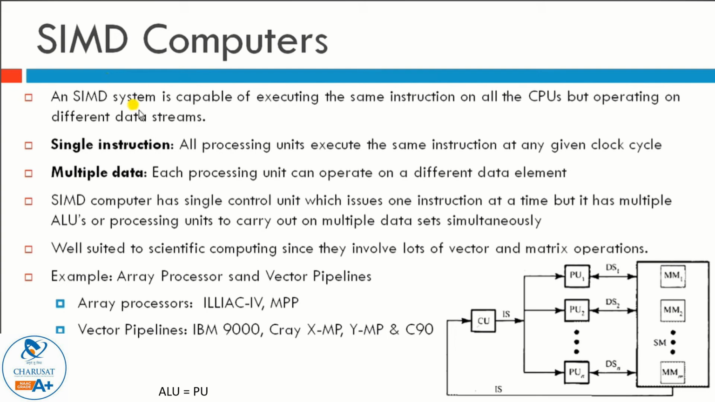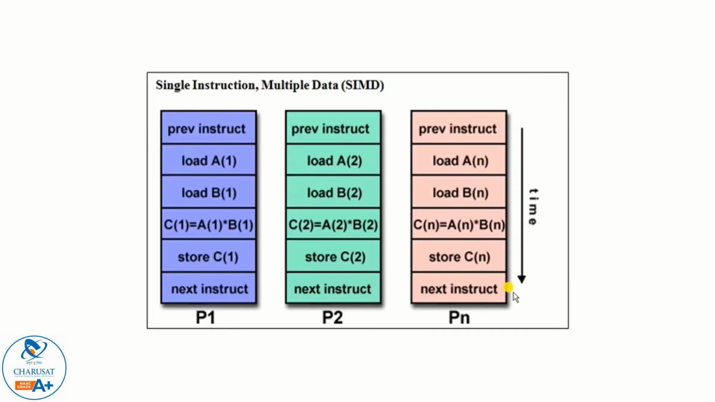Array processors include ILLIAC IV and MPP. Vector pipelines include IBM 9000, Cray XMP, YMP and C90. So you can see that there is a single instruction, but we are working with multiple data. When we perform the same operation on multiple data, that is called a single instruction multiple data computer.